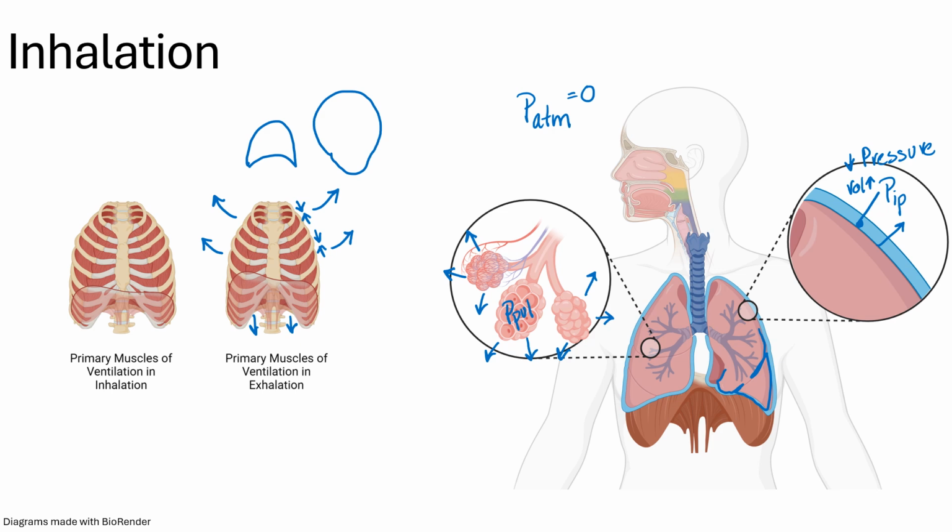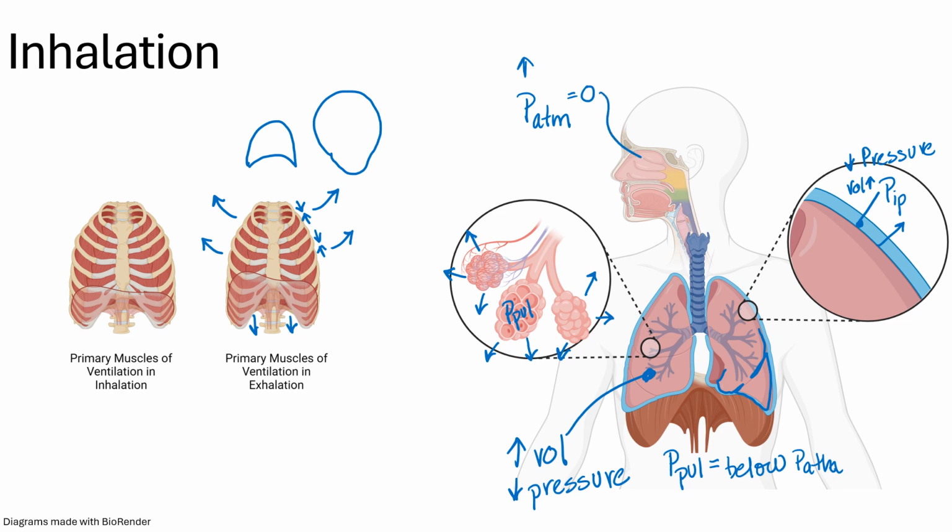And what happens is that inside the lungs, the volume is increasing. And we know that by Boyle's law, that means the pressure should be decreasing. And yes, it does. In fact, the pressure in the lung, P-pul, is going to decrease so much that it is actually below the pressure of the atmosphere. And what we've done here is we've created a gradient. We've created a situation where the pressure in the atmosphere is high, the pressure in the lungs is low, and air can flow down that gradient.